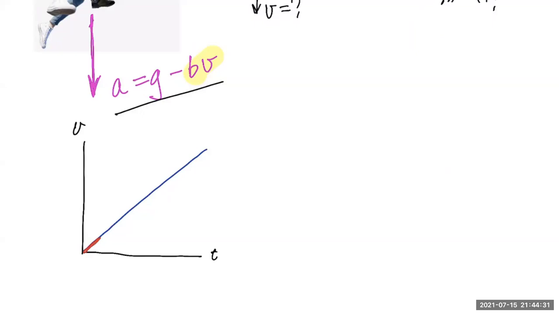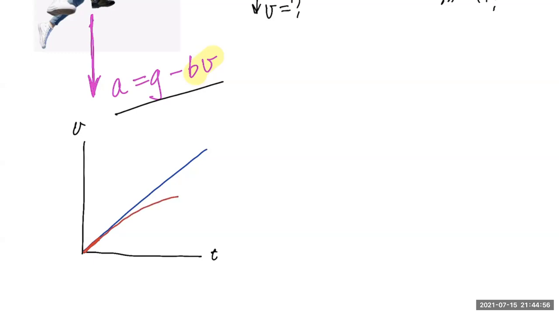But gradually, as you go faster and faster, this next term, negative bv, starts to get more and more important. So the acceleration becomes less, even though it's still positive, which means you're still going down faster and faster. So the slope, which is the acceleration, will start to decrease. So it's going to deviate away from the straight line. It's going to go like this, getting flatter and flatter.